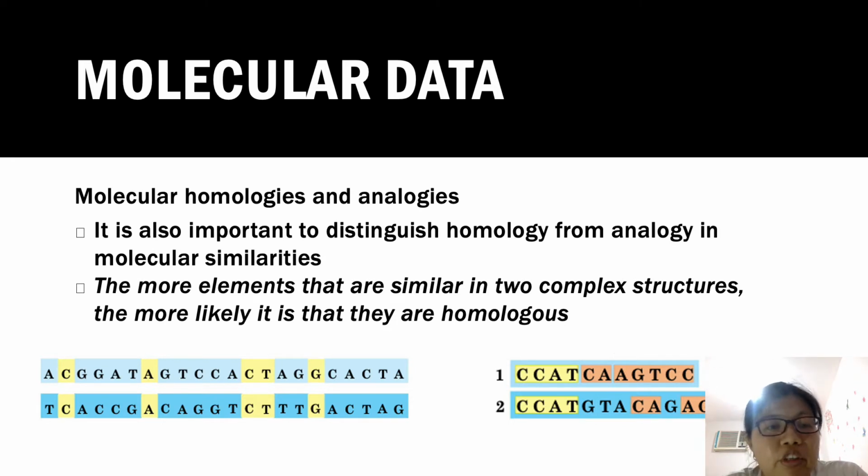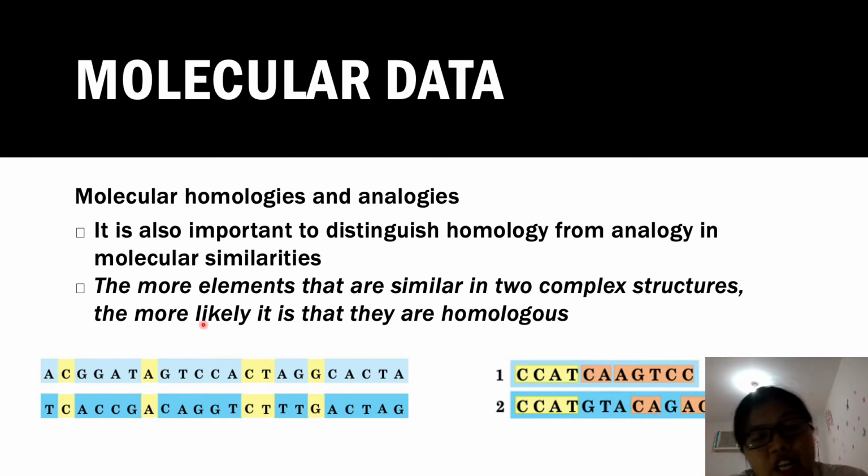For example, there are two examples of sequences here. So 1, 2 sequences and 1, 2 sequences. We are comparing them. So again, let's just review what we said about homologies and analogies earlier. The more elements that are similar in a complex structure, the more likely it is that they are homologous.